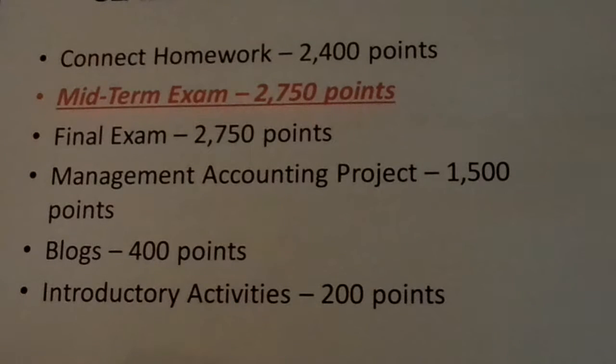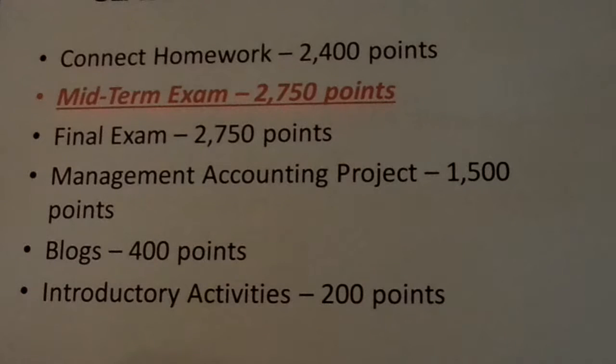You saw this in your syllabus. The Connect homework is worth 2,400 points. The midterm exam is worth 2,750. Let me stop here and go back to Connect for a minute. So with Connect, you have Learn Smarts, which are worth 1,200, and Pre-Built Problems, which are worth 1,200. When you add them, you get to the 2,400.